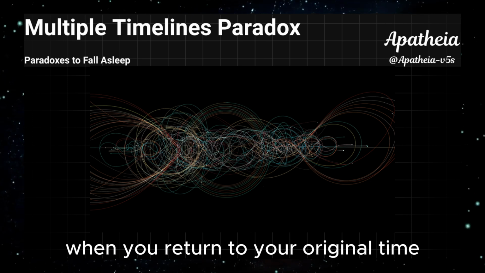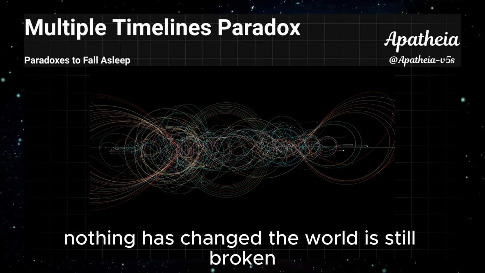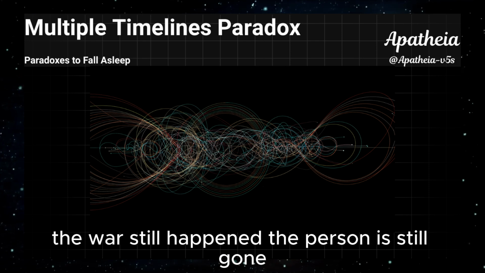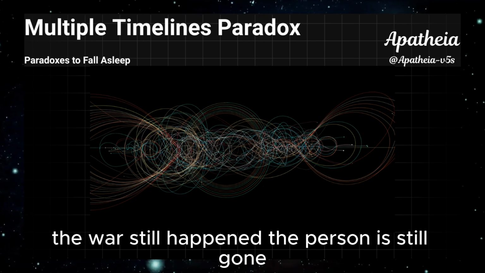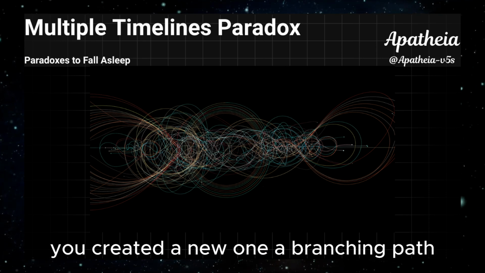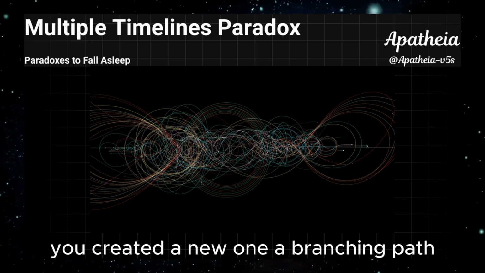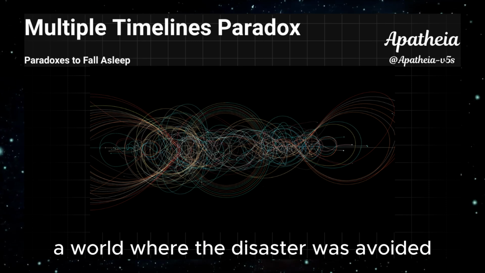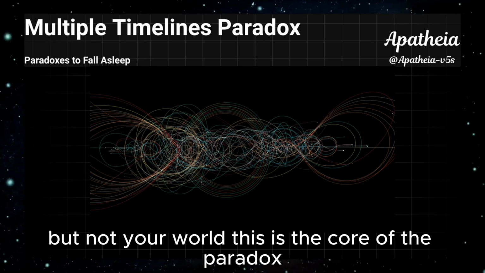When you return to your original time, nothing has changed. The world is still broken. The war still happened. The person is still gone. Why? Because you didn't change your timeline. You created a new one. A branching path. A world where the disaster was avoided, but not your world.